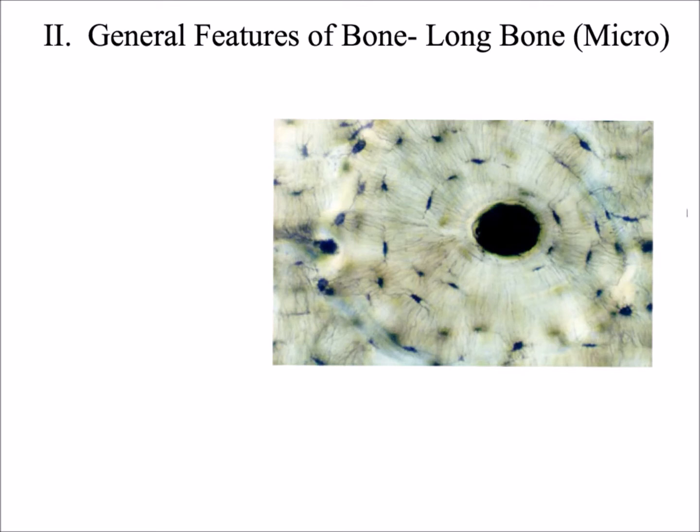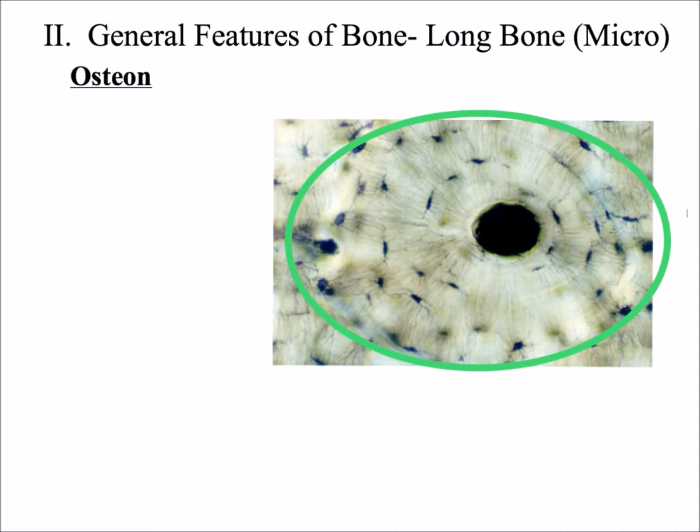When you look at this histology picture of bone tissue, the first thing I want you to notice is this large circular structure right here. This large circular structure is called an osteon. An osteon is a long cylindrical structure that runs the length of the diaphysis. An osteon is made up of several parts.